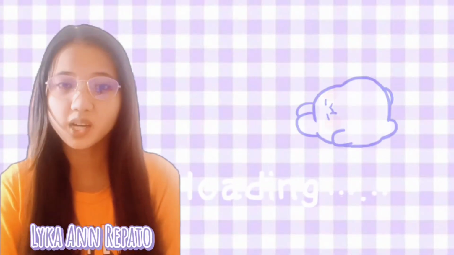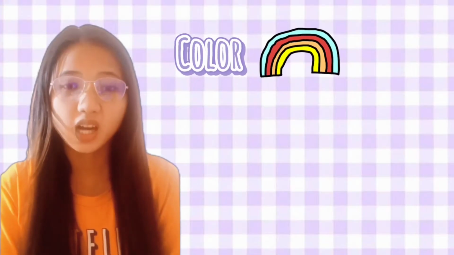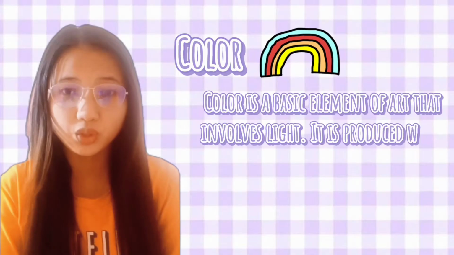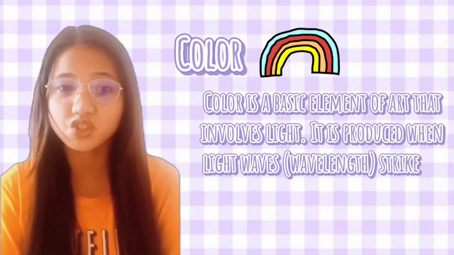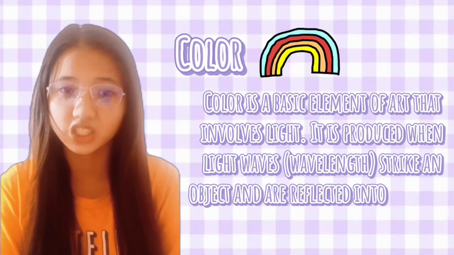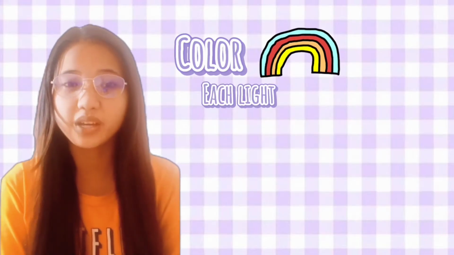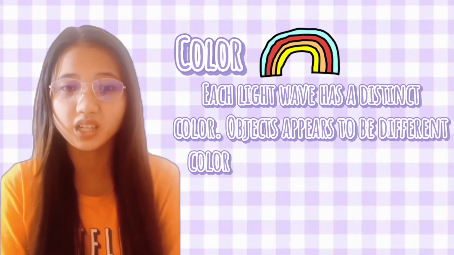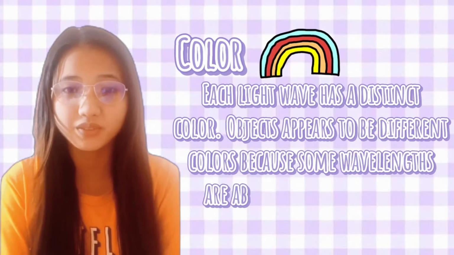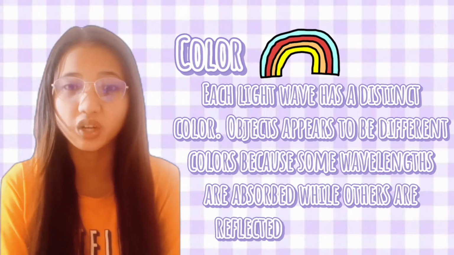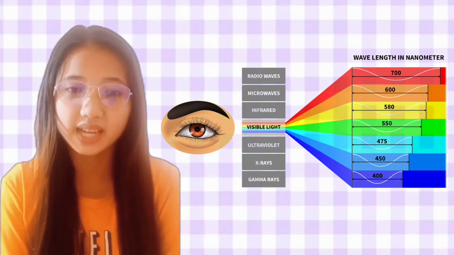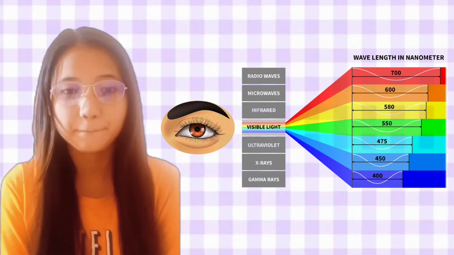I'm going to be discussing one of the elements of visual art, which is color. Color is the basic element of art that involves light. It is produced when light waves or wavelengths strike an object and are reflected into our eyes. Each light wave has a distinct color. Objects appear to be different colors because some wavelengths are absorbed while others are reflected or transmitted. The wavelengths that are reflected back to our eyes give us the colors we see.